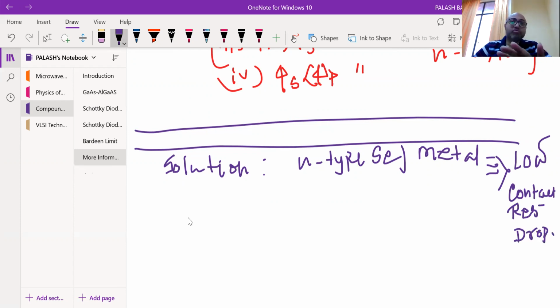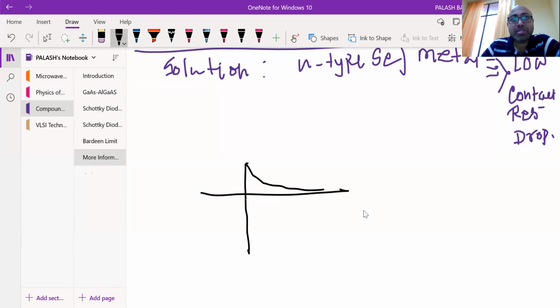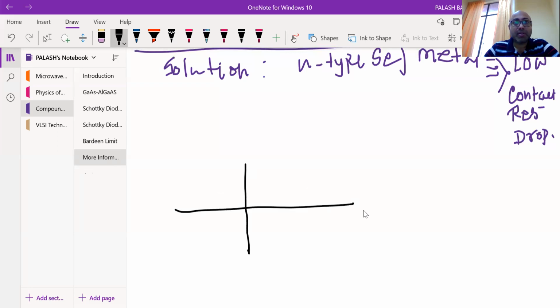How is it possible? So it is possible. How? Let's look at that part carefully. Suppose, it's very easy to understand because you have already done this exercise. So this is my N-type semiconductor, right? Now I should have drawn a little bit higher, just for you to understand.